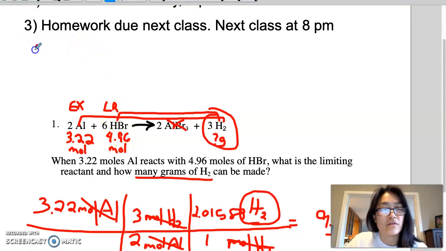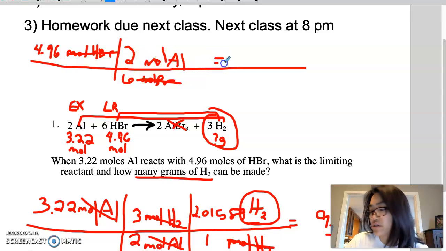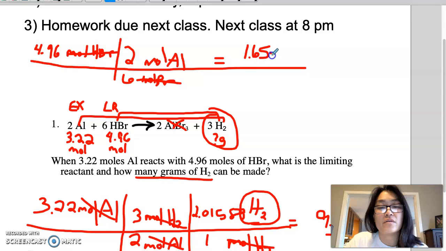So let's just start with our 4.96 moles of our limiting reactant. And I'm going to go ahead and convert that into how many moles of my excess reactant that I need. So the reason I'm using moles is because that was the unit that I was given. So I'm going to go ahead and use my mole ratio, 6 moles of hydrogen bromide. And I'm going to use the mole ratio of 6:2 that I got from that right there. So this is going to be 2 moles of aluminum. And you can see moles of hydrogen bromide cancels out moles of hydrogen bromide. And I have converted into moles of aluminum. Okay, and when I do that calculation, I'm going to get 1.65 moles of aluminum.